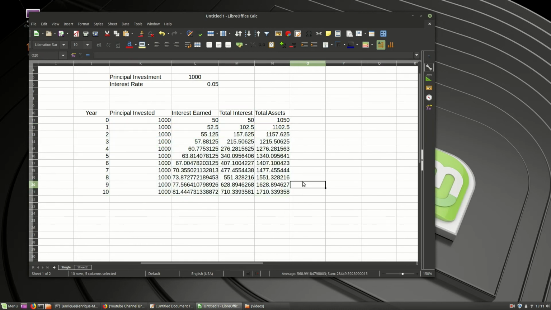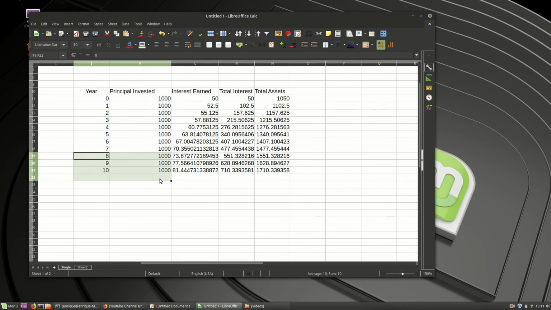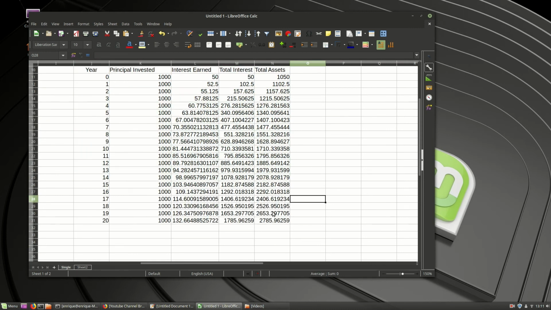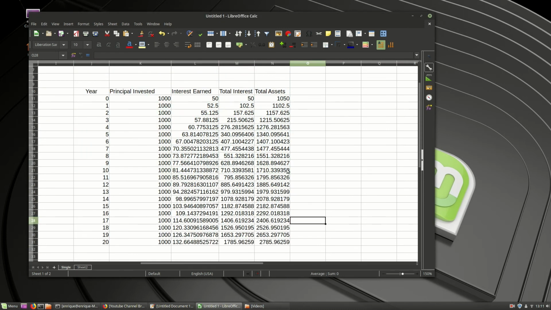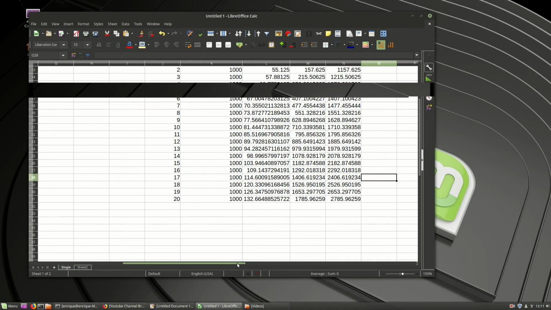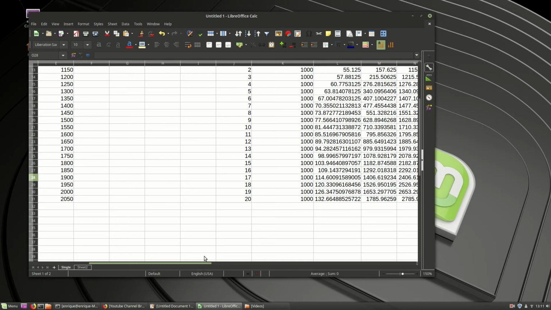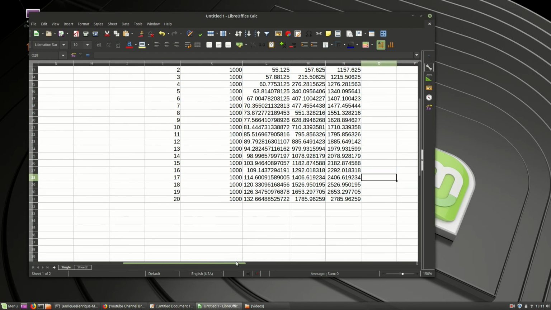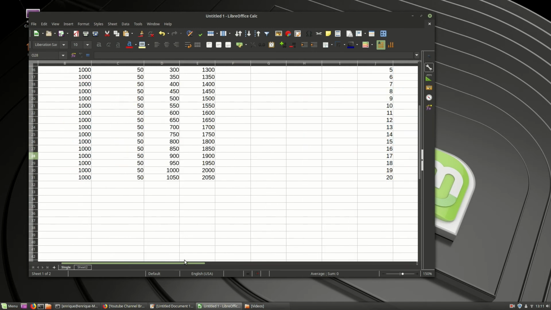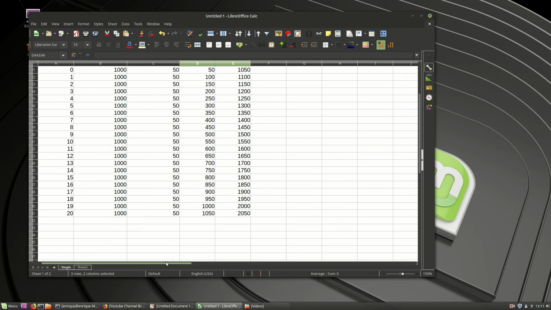10 years down the road, it's already at $1,700. So comparing that to the simple interest, we're now at $2,700, which is phenomenal. Comparing that to the simple interest, which was $2,050. So, maybe it makes a big deal, maybe it doesn't. But here's where things start getting fun.